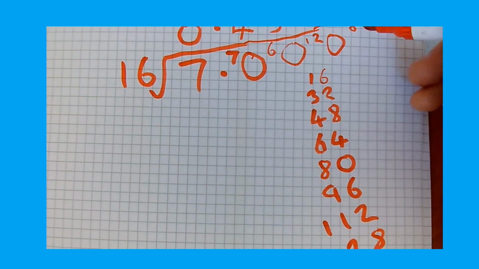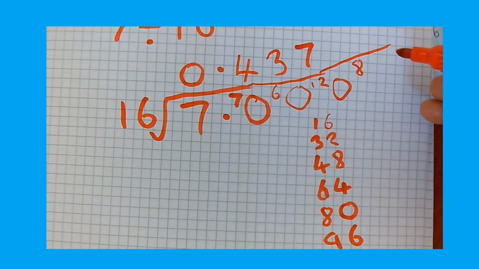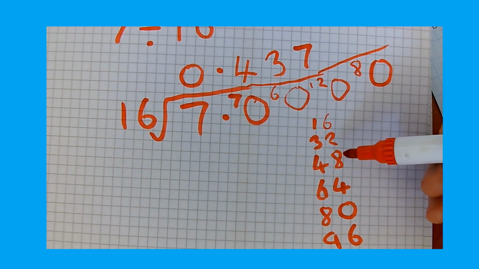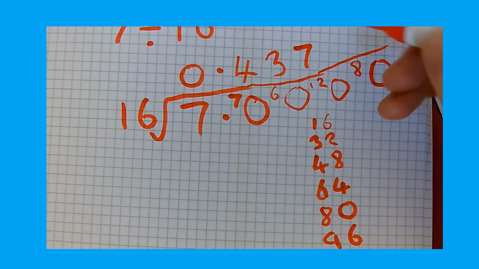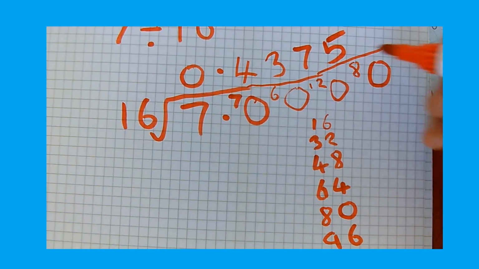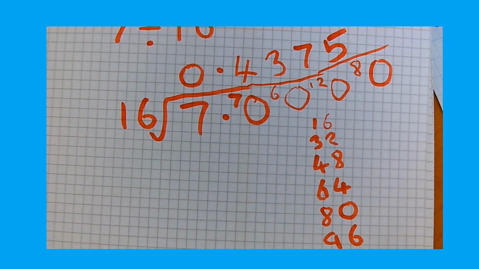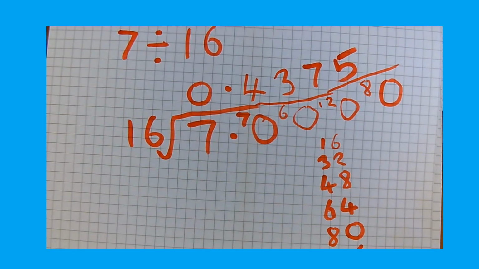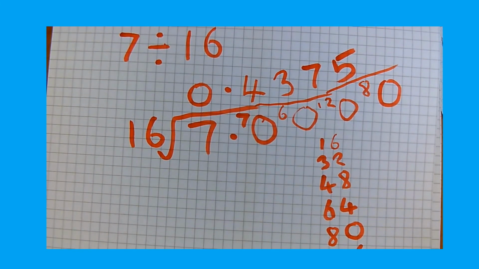Now how many 16s go into 80 to finish us off? Would be 1, 2, 3, 4, 5. So 7/16 as a decimal would be 0.4375.